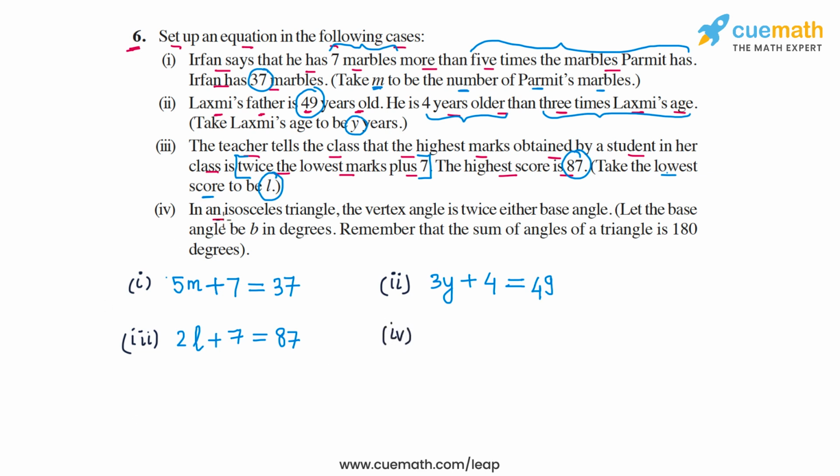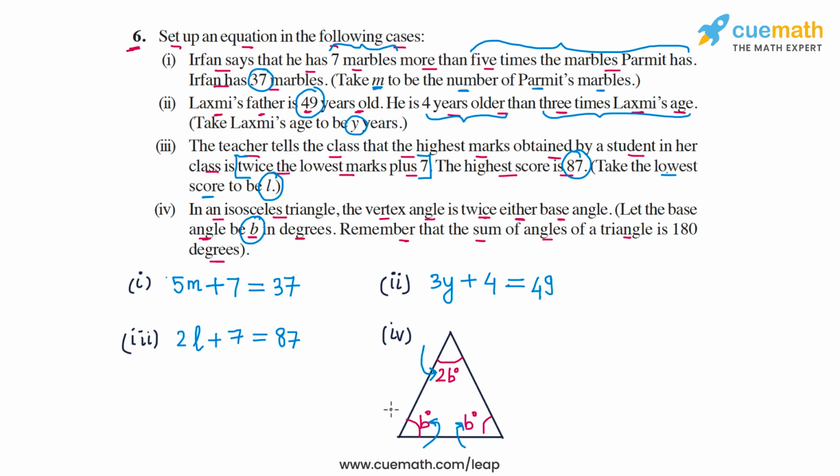The statement says in an isosceles triangle, the vertex angle is twice either base angle. Let the base angle be b in degrees. Remember that the sum of angles of a triangle is 180 degrees. So the variable is the base angle b, and we have to write an equation in b. Here's a figure I have drawn for you, which is an isosceles triangle where the base angles are b degrees, both of them, and the vertex angle is twice of either base angle.